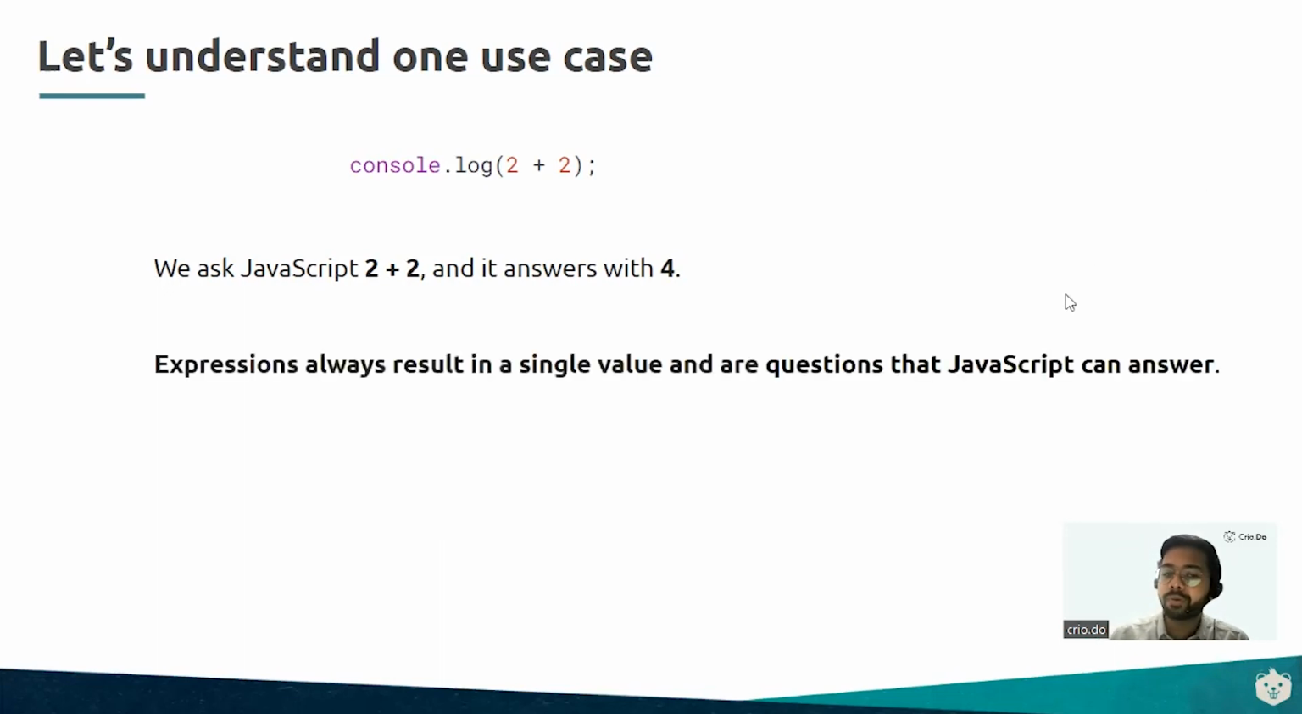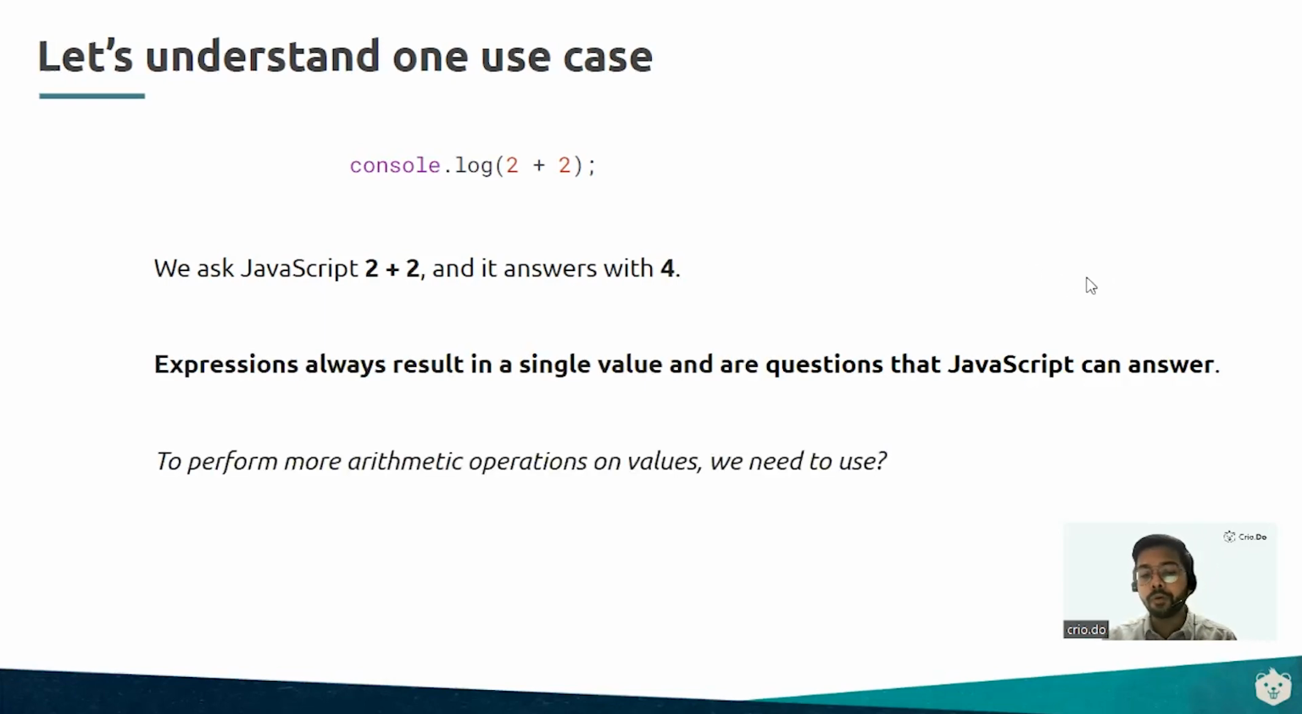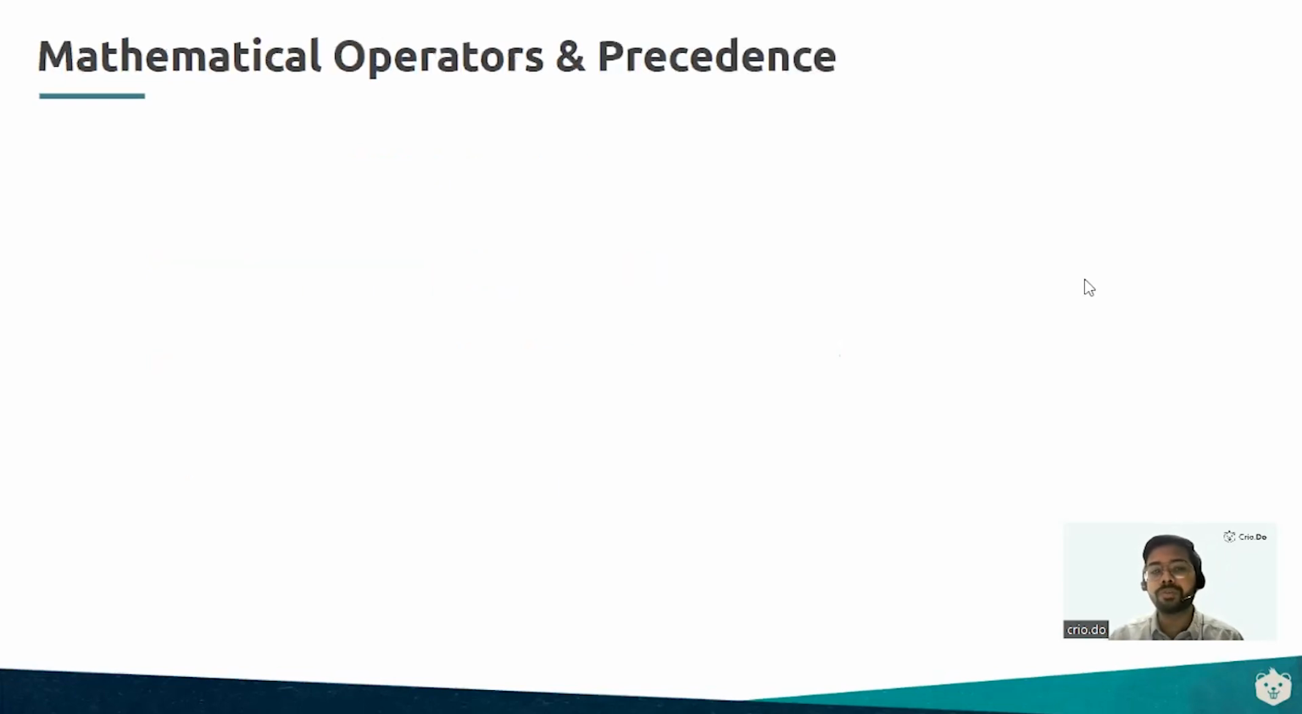So what can we say about expressions? That expressions are always going to result in a single value, and these are the questions that JavaScript is capable enough to answer. Think about any complex mathematical expression. It is always going to result in a single value, and this is something that JavaScript can easily evaluate and then answer, right? So to perform more arithmetic operations on these kinds of values, what do we need to use? Well, of course, we are going to make use of mathematical operators for the same, right?